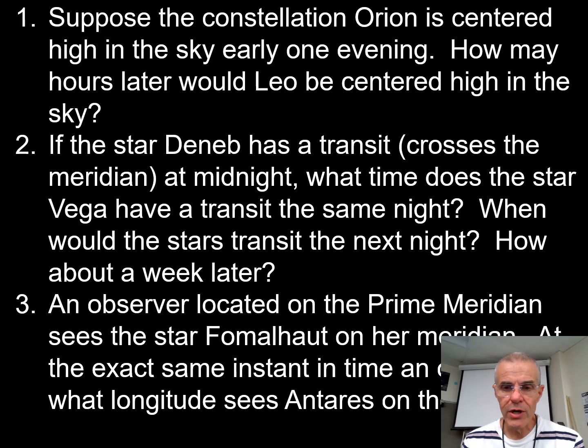So we're going to answer that question. You could pause the video if you want to try it first yourself. Get a star chart, find Orion, and see if you can figure it out. Find Orion, find Leo, and think about what you have learned about right ascension. Pause if you want to.